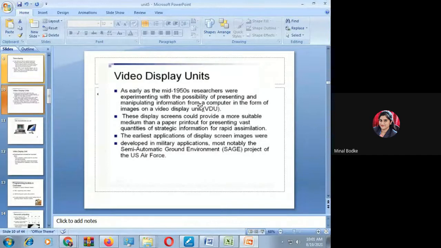The next version that came is your video display unit. Video display unit means here the graphical interface was developed for the first time, and it was just a basic version. It was developed in the mid 1950s, when researchers were experimenting with the possibility of presenting and manipulating information from a computer in the form of images on a video display unit.